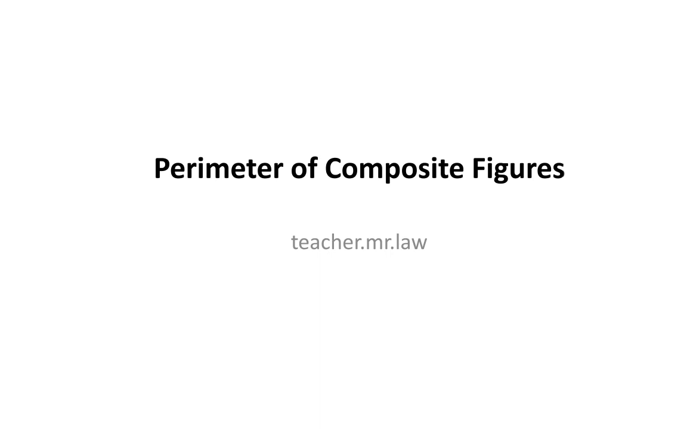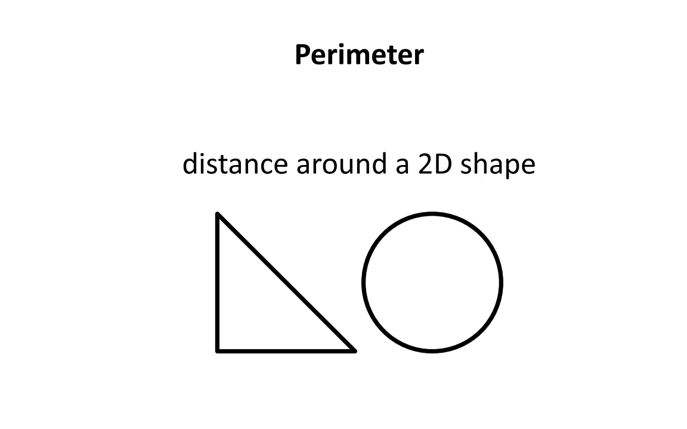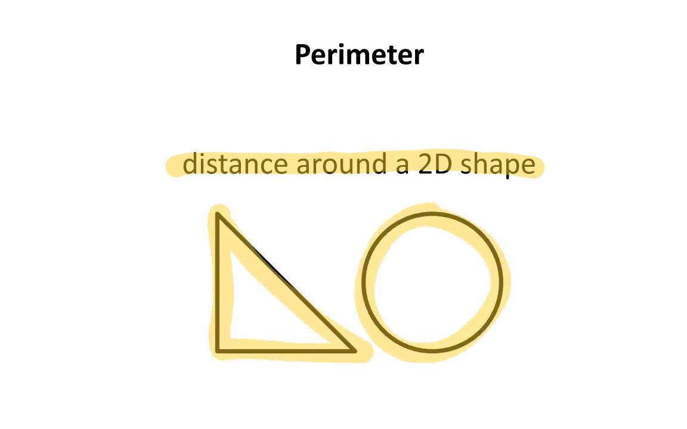In today's lesson, we'll be learning about perimeter of composite figures. Perimeter is the distance around a 2D shape. As mentioned beforehand, determining the perimeter of a triangle and a circle are a little bit more complicated.